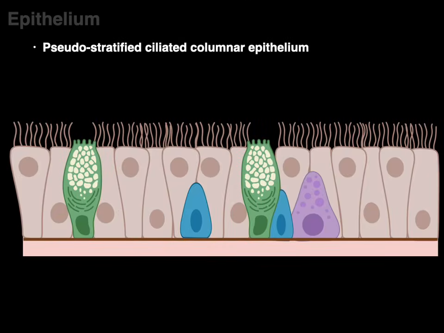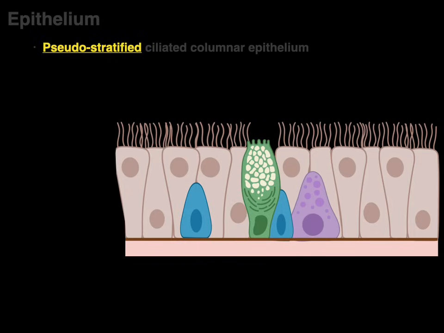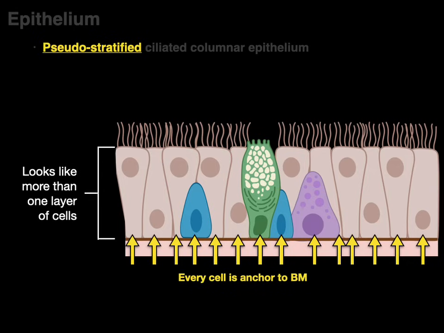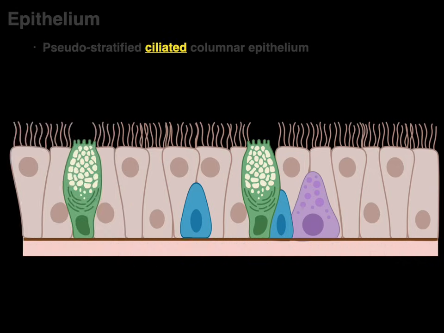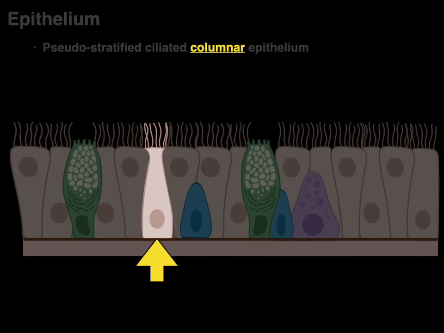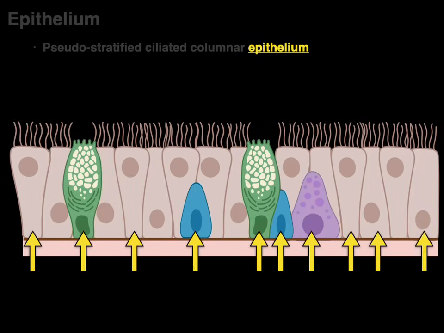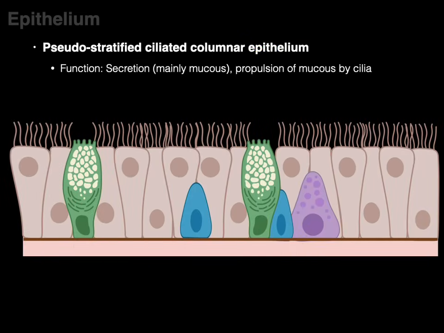Pseudo-stratified ciliated columnar epithelium. Now, this prefix pseudo says it's pseudo-stratified. What does that mean? Well, if you look at all these different cells, it looks like some cells are lying on top of each other, like there's more than one layer. So it looks like there's more than one layer of cells, but every cell is anchored to the basement membrane. Therefore, it is falsely stratified, pseudo-stratified. And many of these cells have cilia, so we use that specialization, ciliated. They're tall, thin cells, so we use the word columnar, and it's epithelium. Hence, pseudo-stratified ciliated columnar epithelium.